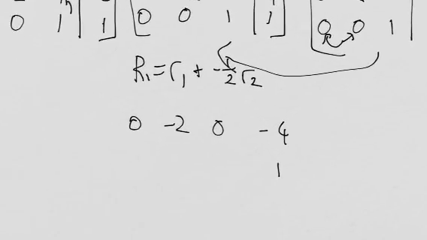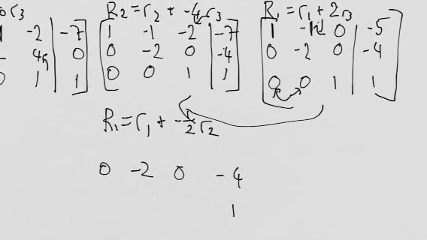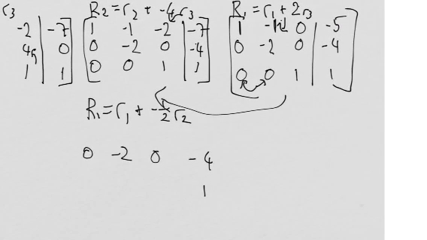So 0, -2, 0, -4, 1, 0, 1, 1, 0, 0. And now we are editing the top row, so that'll be 1, 0, 0, and -3.